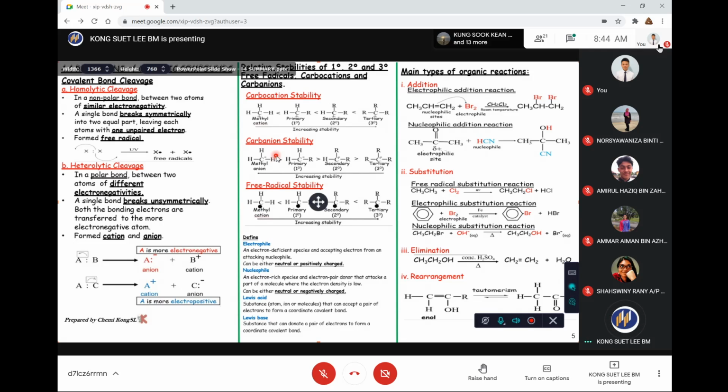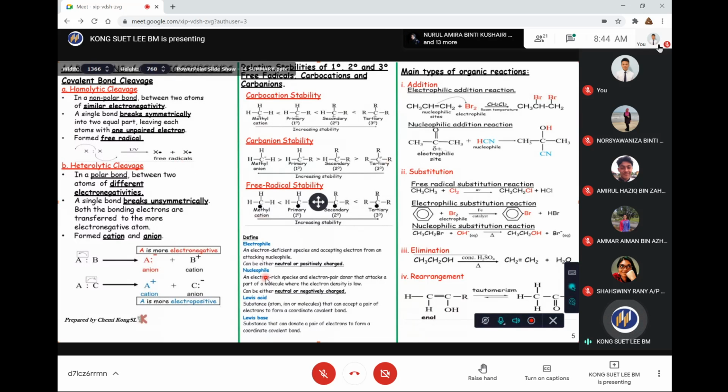And then carbanion stability is reversed, meaning that the tertiary carbanion is the least stable, and the methyl anion is the most stable one. This is affected by the inductive effect due to the EDG, electron donating group, which is the alkyl group. An alkyl group can stabilize the carbocation and stabilize the free radical, but destabilize the carbanion. Okay, if you check a tutorial, there is an explanation.